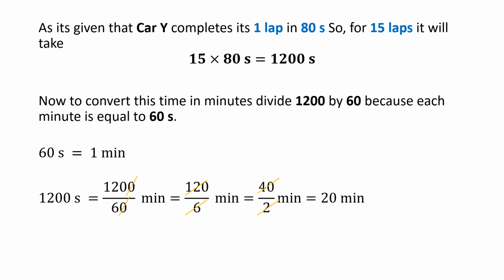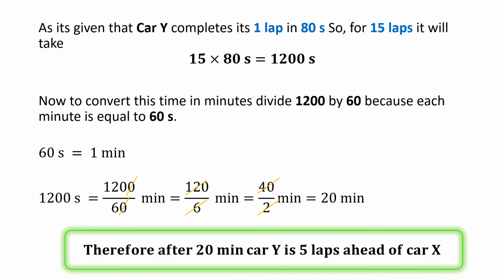To do so, we will divide 1200 by 60, because each minute is equal to 60 seconds. By dividing 1200 by 60 we have 20 as a result. Therefore, after 20 minutes car Y is 5 laps ahead of car X.